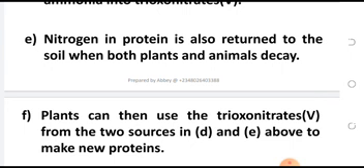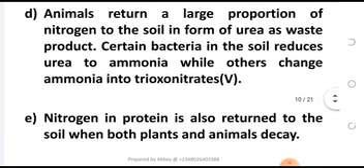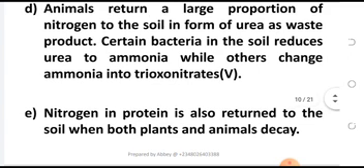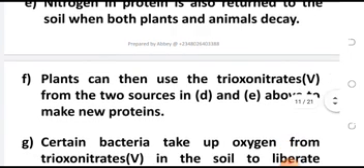That is as a result of the decay, the one that entered the soil as a result of the decay, and the one that entered the soil as a result of waste. So all these things can be used again by plants to form another protein. So nitrogen keeps moving in nature.